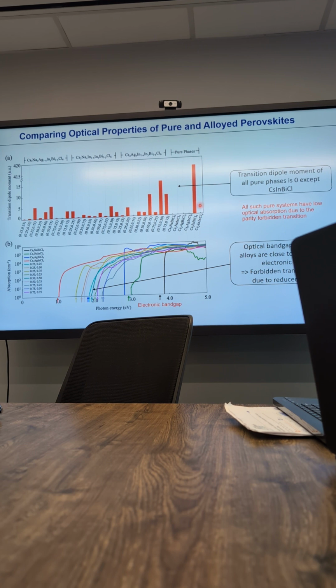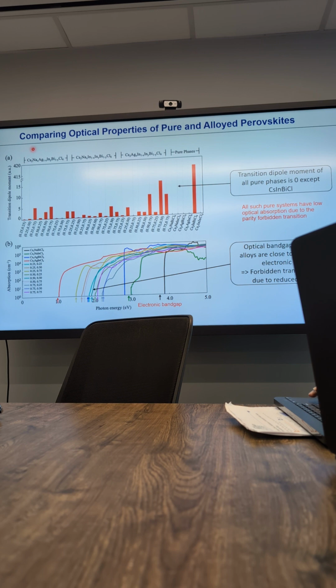So in this system, this shows the pure phases. But what did we realize? They showed 6 pure phases, but only one of them has a very high transition dipole moment. The rest of these do not. Why? Because of the forbidden transition. Indium and Bi have to be paired together because of their lone ns2 pairs, and that's going to activate the system.